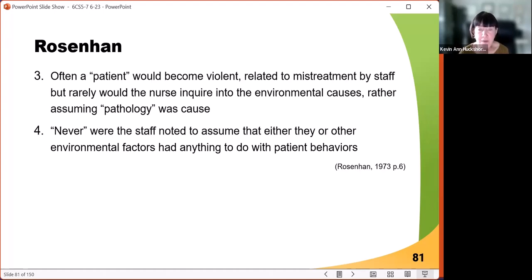Often a patient would become violent related to mistreatment by staff, but rarely would the nurse inquire as to what had happened and would just assume that it was the mental illness that caused that person to become violent. And when we say mistreatment, we're not talking about abuse. We're talking about things like disrespect, shame, humiliation, enforcing rules, power issues. Never were the staff noted to assume that either they or another environmental factor had anything to do with the way the patients were responding.